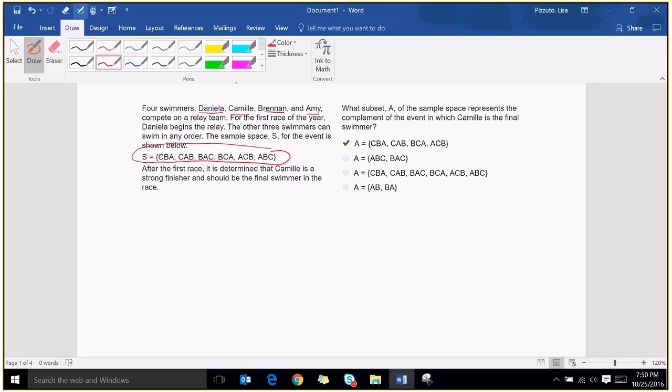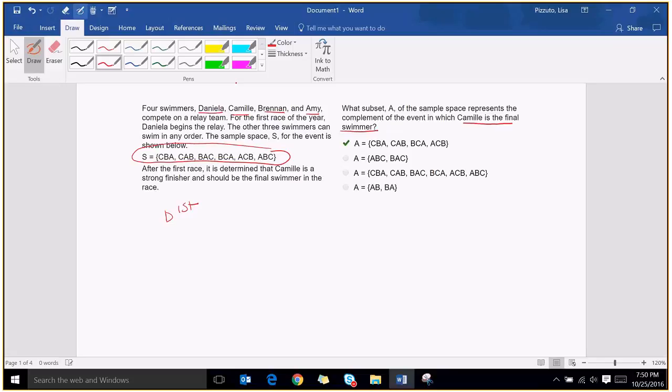All right, so Danielle we know is not included, so Danielle's our first swimmer, correct? Yes. Okay. So if Camille, it wants the complement. So what we want are all of the choices where Camille is not last, because she's our strongest swimmer. Camille is going to be the final swimmer.